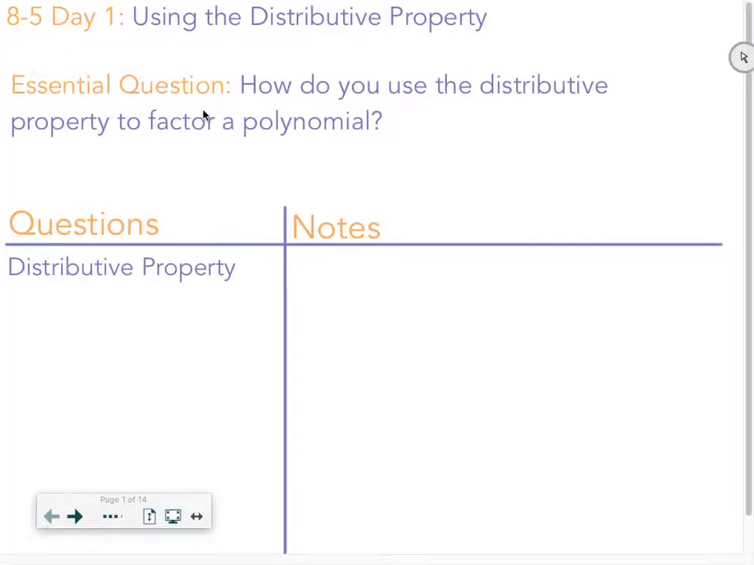Section 8.5, Day 1, using the distributive property. Essential question: How do you use the distributive property to factor a polynomial?